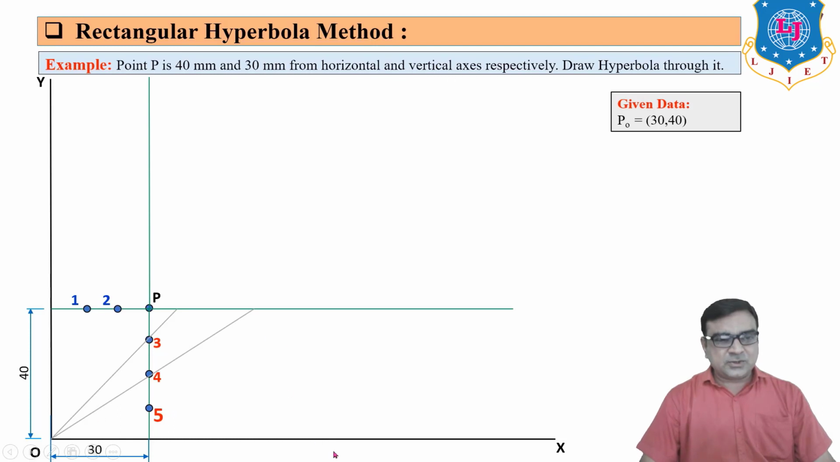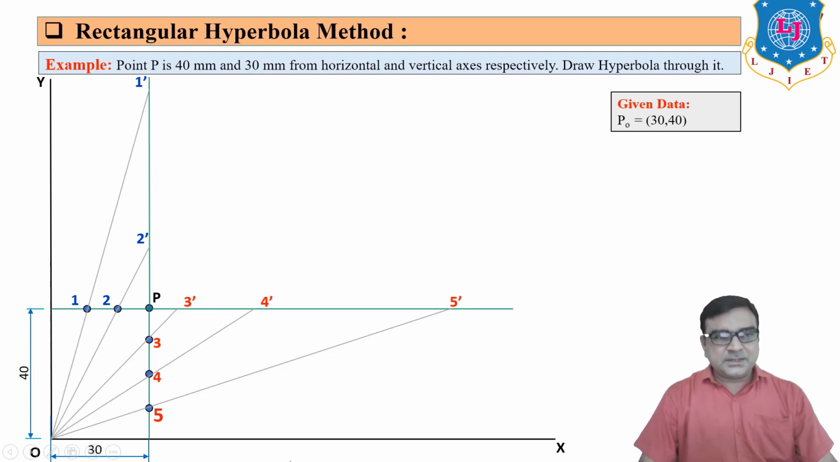From origin, draw the line from 4, from origin passing through 5, 2 and 1. These all lines intersect the horizontal and vertical lines. They are denoted by 1 dash, 2 dash, 3 dash, 4 dash, 5 dash.